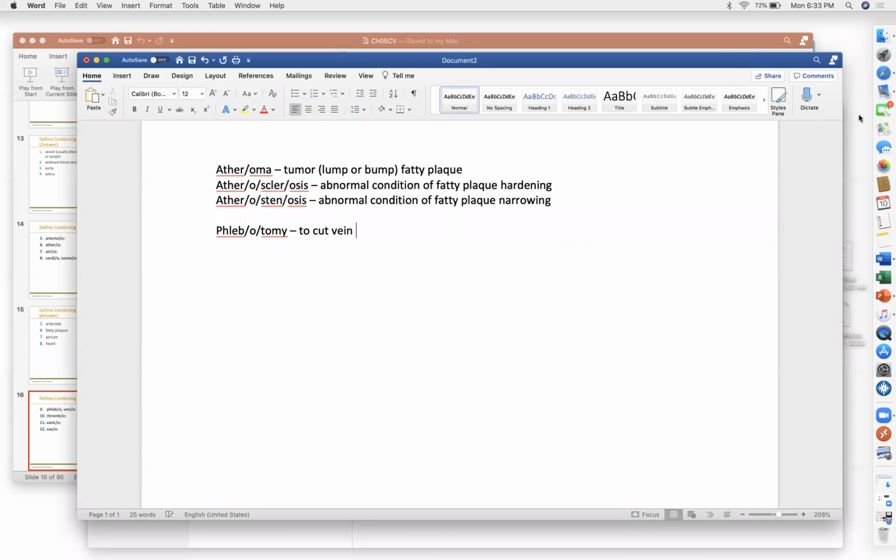And your vein will have what kind of blood? It'll have deoxygenated blood. And it'll look like dark red or maroon color. But if you do something like an ABG, which is an arterial blood gas, that's a test that goes to an artery, and that will be what? Bright red.